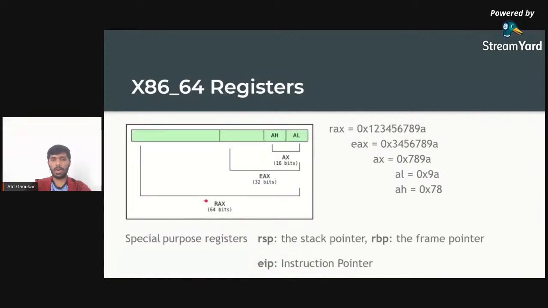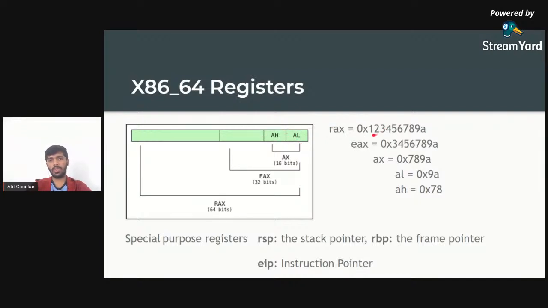Now, RAX, as one register, which is a 64-bit register, is divided into two 32-bit parts. The first part is known as EAX, and the second part is known as EBX. Now, EAX is further divided into two parts, AX of 16 bits and BX of 16 bits. Now, AX is further divided into 8 bits each, which is AH and AL, A high and A low.